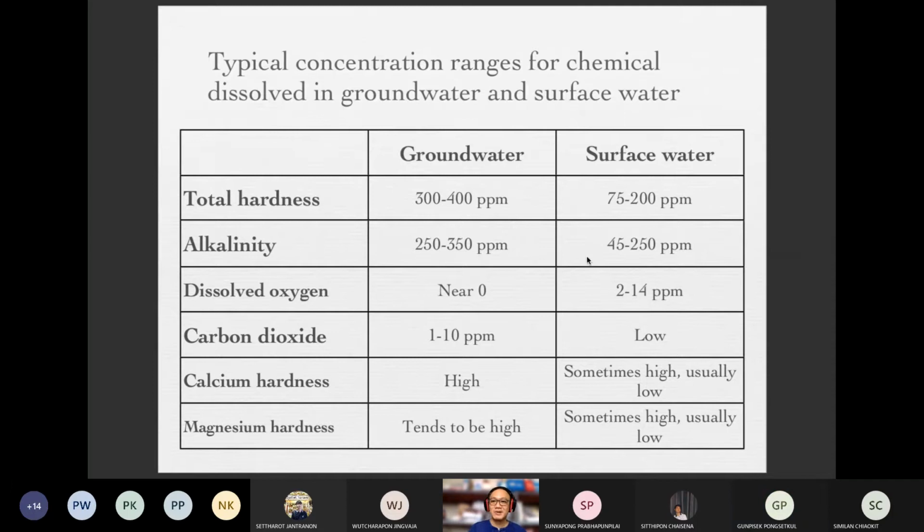But for surface water, in this table they don't mention the suspended particles or suspended solids. If they showed the suspended solids or turbidity, you would find surface water contains lots of turbidity, while in groundwater the turbidity is nearly zero. So for surface water, you need a more complicated system to remove the suspended solids. So these are the differences between groundwater and surface water.